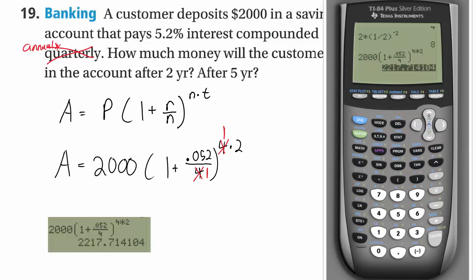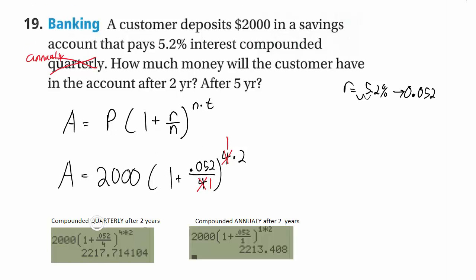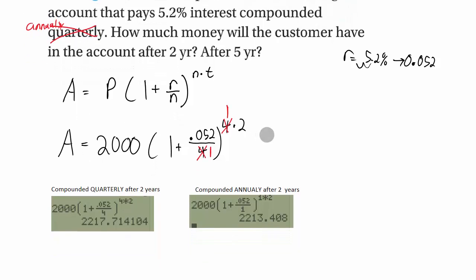Now, if I did this annually, again, there's not really a need to put the ones at all. Like they could be invisible if you want to. But I just want to show you that there's a little bit of a difference between compounding it annually and compounding it in different methods. But notice how it's not that much of a difference. It's a difference of about $4. So they only ask quarterly, but this is just me showing you the difference. So after 2 years, you get approximately $2,217.71. All right, and it's really close if you do it annually.